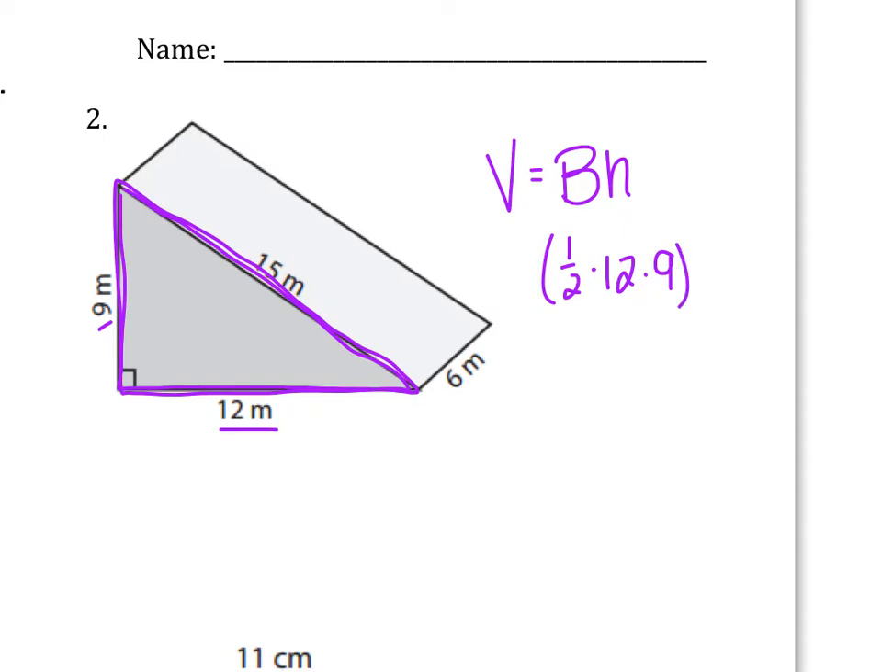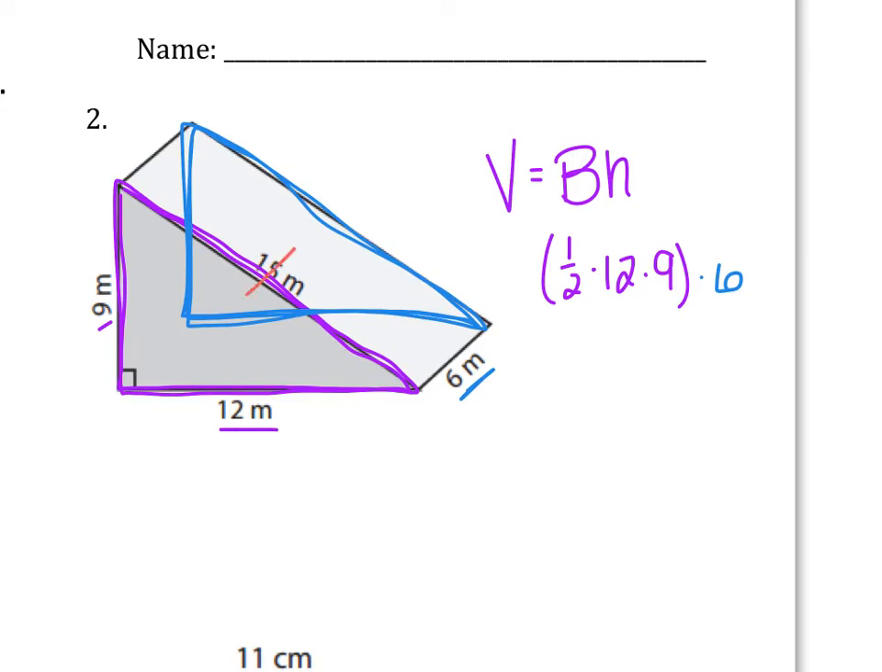And then once I find the area of that base, I have to multiply by the height of the prism. Now this is where it can get confusing. The height of the prism is not 9. That was the height of the triangle. The height of the prism in this case is going to be 6, because 6 is how far apart the two triangle sides are. There's one triangle on the front side, and there's one triangle on the back side. And so the height is always the distance between the two bases, which is 6.